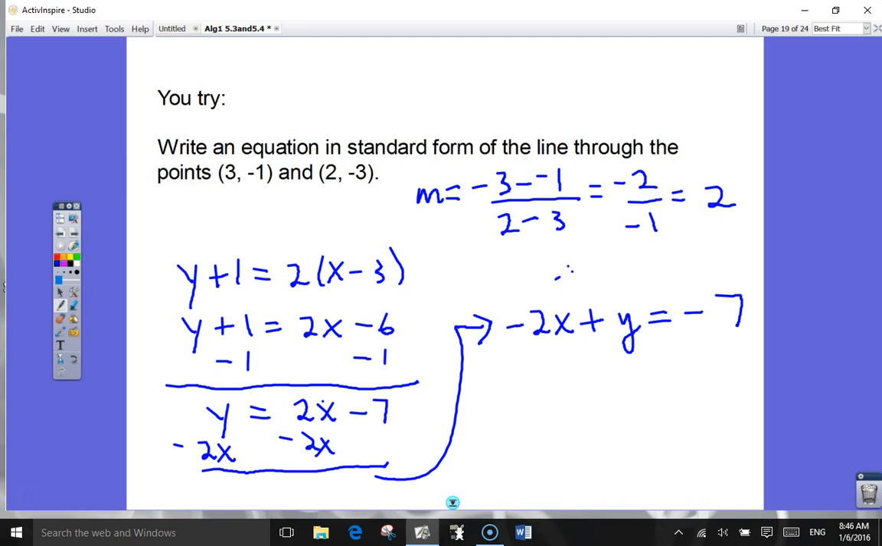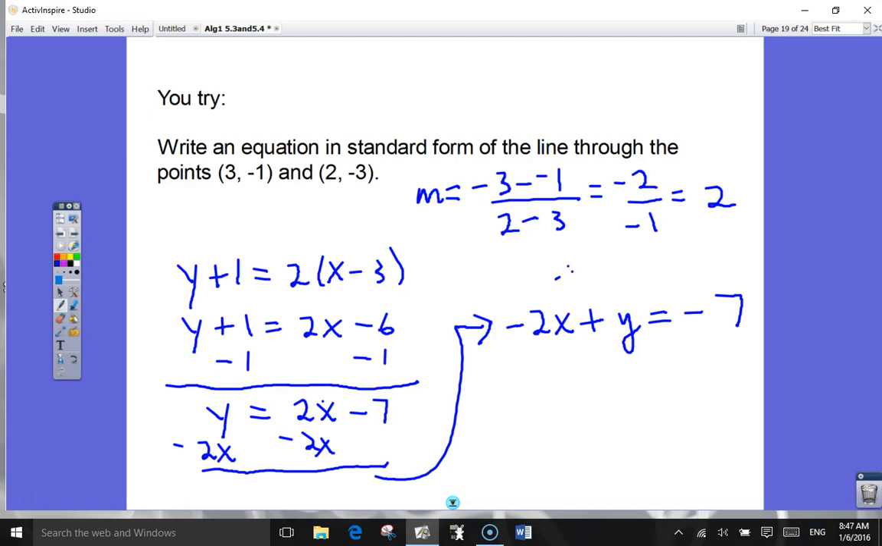Okay, let's go over this. Quiet, please. So the slope was 2, right? There's the calculation. Everybody should have had the same slope. Now, what you did at this point kind of depends on whether you used (3, -1) or (2, -3). But I used (3, -1). y minus -1 is y plus 1. 2 times x minus 3. Distribute, subtract 1 from both sides, add or subtract 2x from both sides, -2x plus y equals -7.